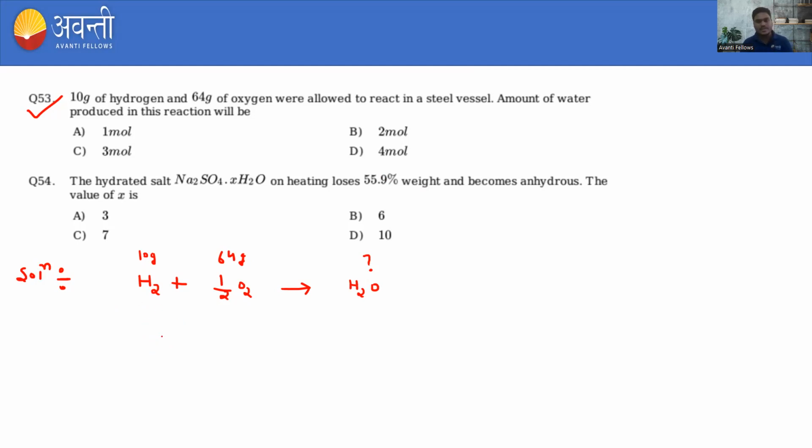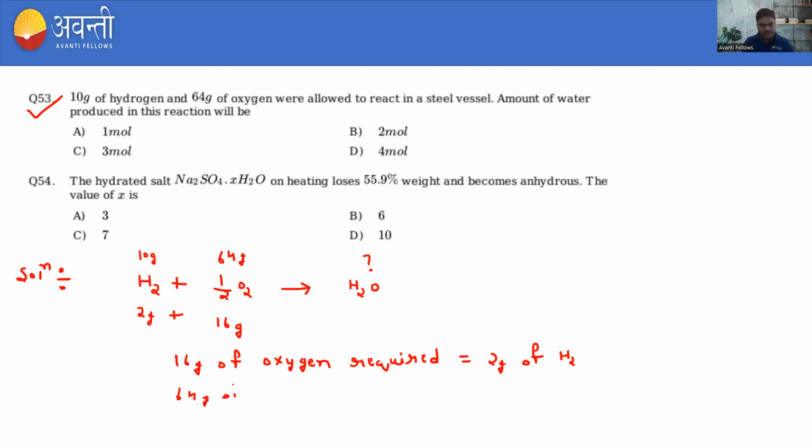First of all, calculate the limiting reactant out of the two, hydrogen or oxygen. Here H2 is 2 gram and O2 is 32, so 16 gram of oxygen. According to this equation, 16 gram of oxygen requires 2 gram of hydrogen. Similarly, 64 gram of oxygen requires how much? That is 2 upon 16 into 64. These are all unitary method questions.